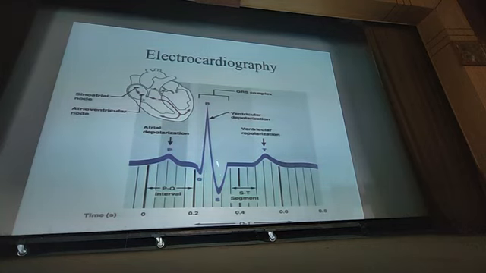This is the R wave, and this is the S wave. R is upward deflection. This is S, downward deflection. This is T. What is P? Atrial depolarization. We said ECG is a recording of the electrical activity of the heart. So when there is depolarization of the atria, we get this small upward deflection.